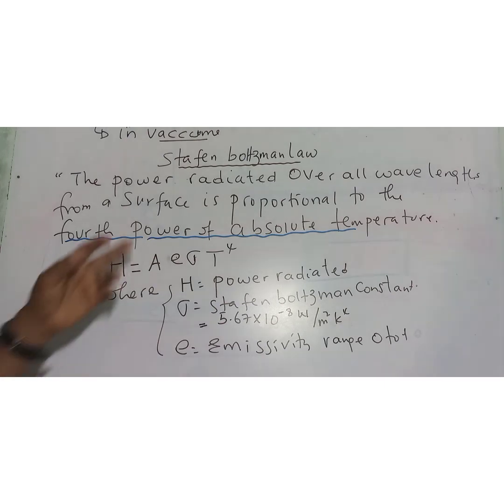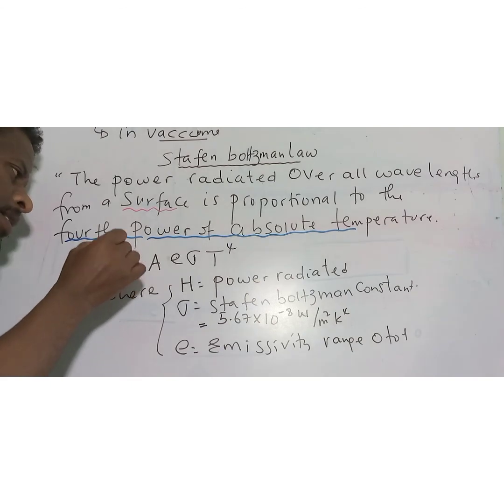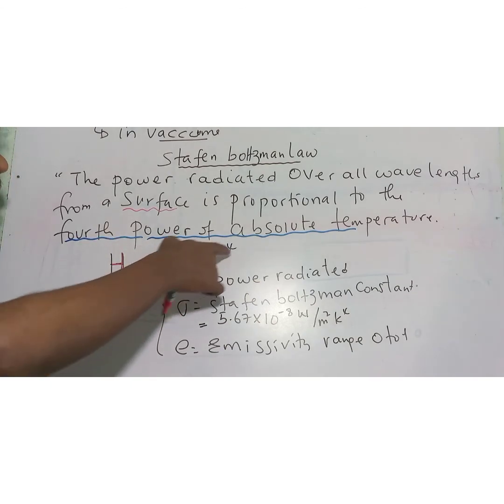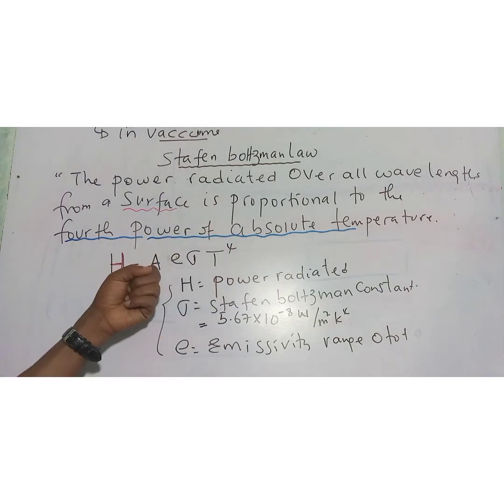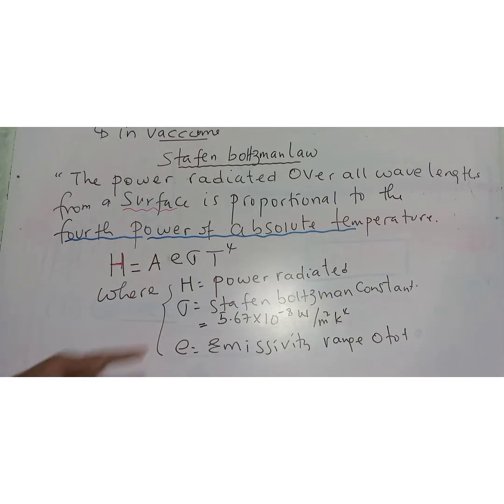Under radiation, let's see Stefan-Boltzmann's law. The power radiated over all wavelengths from a surface is proportional to the fourth power of absolute temperature and area, and there is a proportionality constant, which is e, and the Stefan-Boltzmann constant. H is the power radiated from the surface, sigma is the Stefan-Boltzmann constant, again a constant, and e is emissivity, which ranges between 0 and 1.